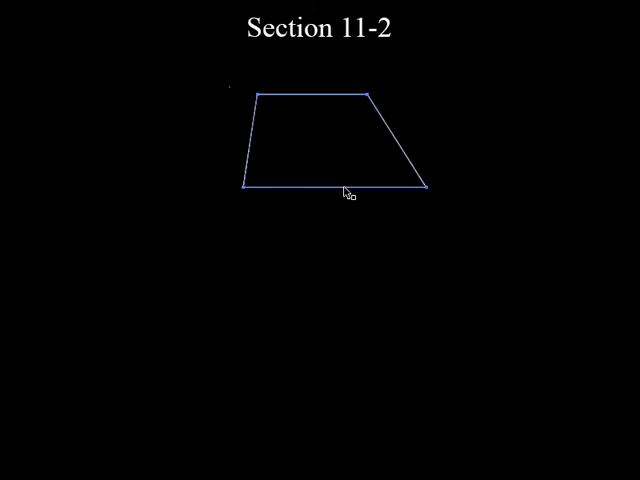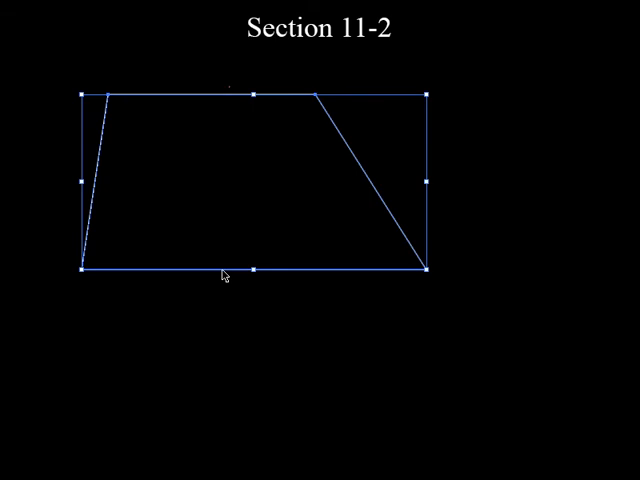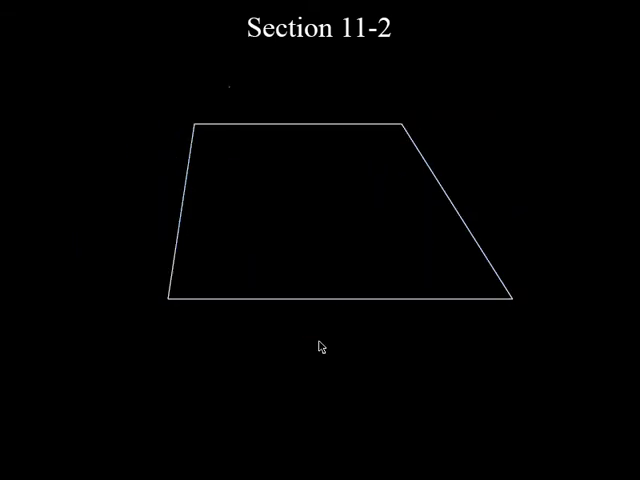So what do I have right here? What's this thing called? Trapezoid, right. Remember, a trapezoid has exactly one pair of parallel sides. So this top one and this bottom one would be your parallel sides. The other two have to be non-parallel. In order to be a trapezoid, the other two cannot be parallel to each other.